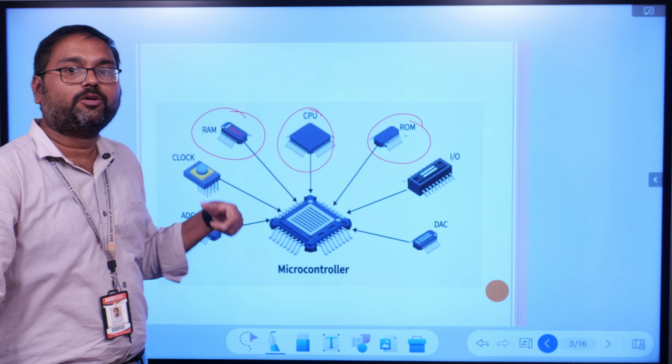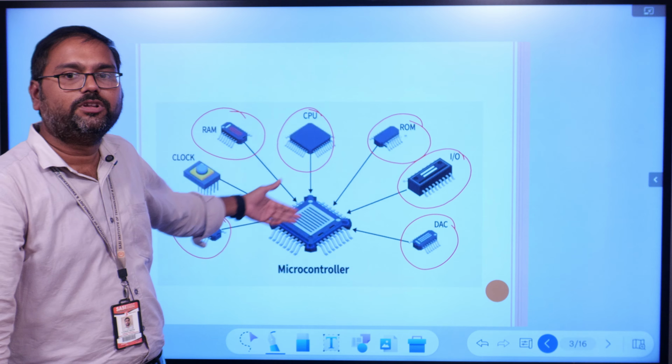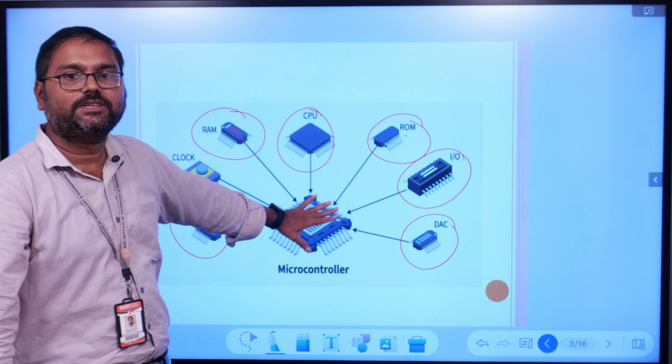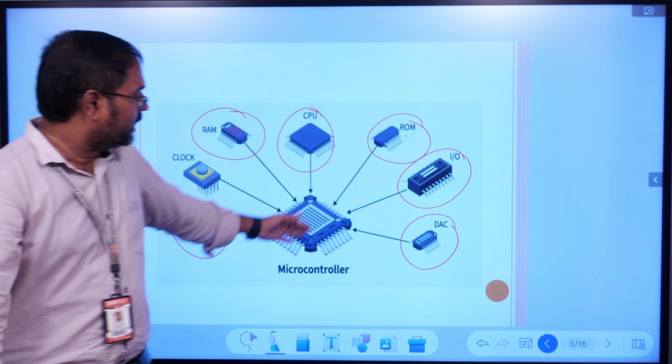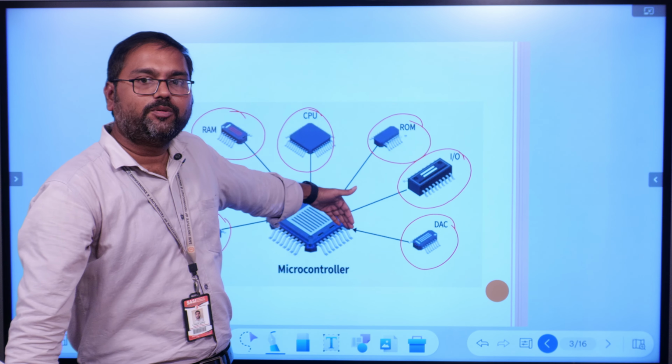Similarly, we have converters also, the ADC converter and the DAC converter. That is analog to digital conversion and digital to analog conversion. These two are very helpful for microcontroller operation. The ADC converter will convert any type of analog signal into digital form so that we can give it to the controller. The controller can process the information and give the output in the form of digital information. Then the digital information coming from the microcontroller can be converted into analog form with the help of the DAC converter. So the DAC and ADC are very helpful for the operation of this microcontroller.